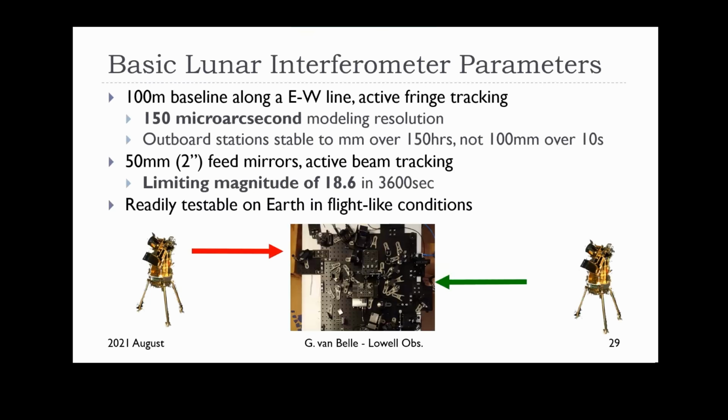So the basic idea here would be a 100-meter baseline that would give you 150 micro-arcsecond resolution on a system, and very small mirrors, 2-inch mirrors, but that gets you down to a limiting magnitude of about 19 in an hour. And we feel like you can readily test this in flight-like conditions, basically put this into vacuum, and also test on sky with bright sources that would be representative of tracking on sky. So with that, that's the end of the talk. Thank you very much. I'll take any questions. Next slide.